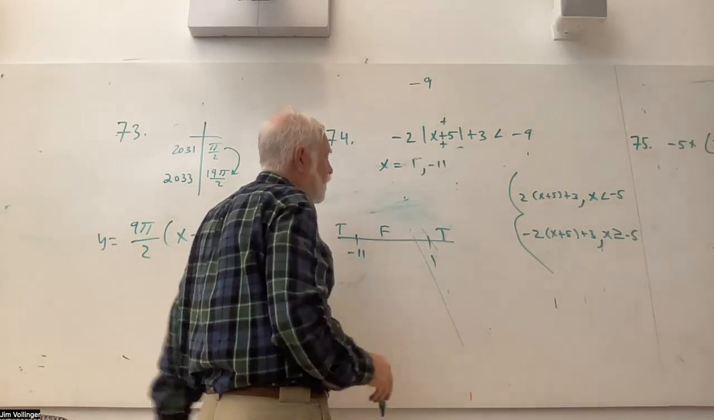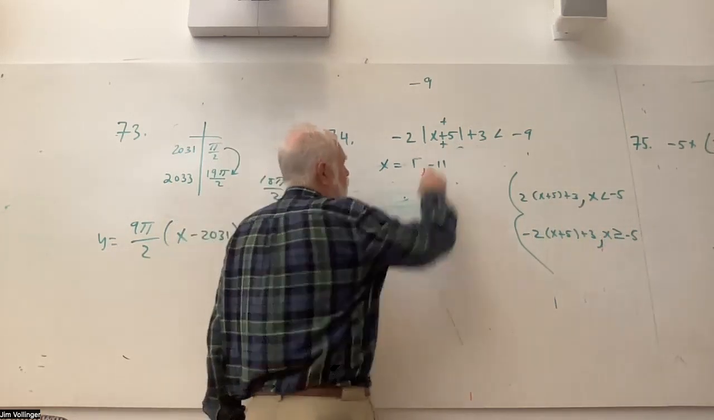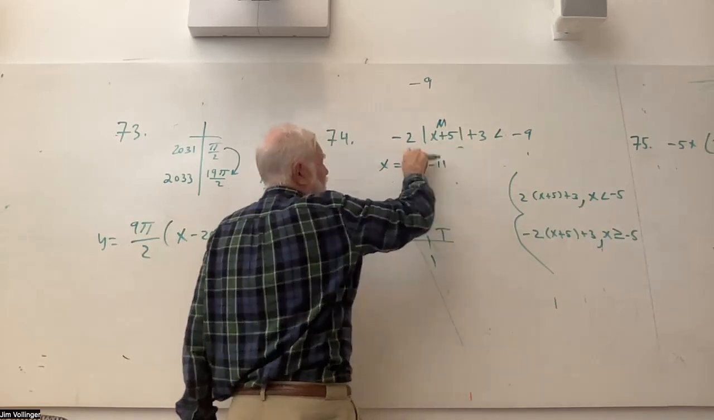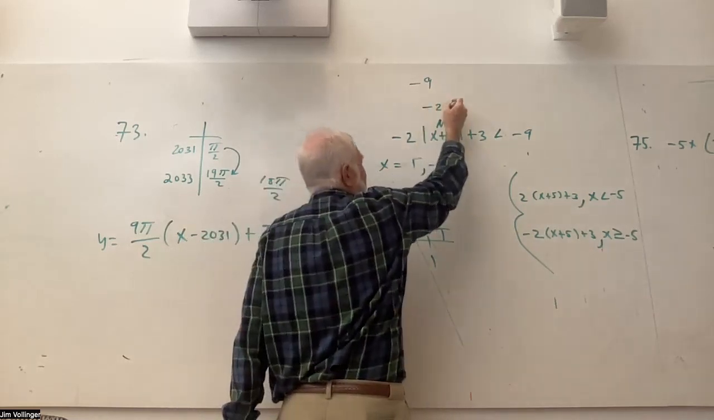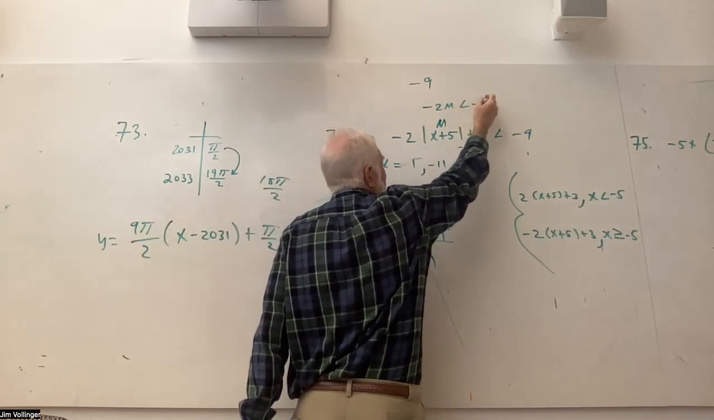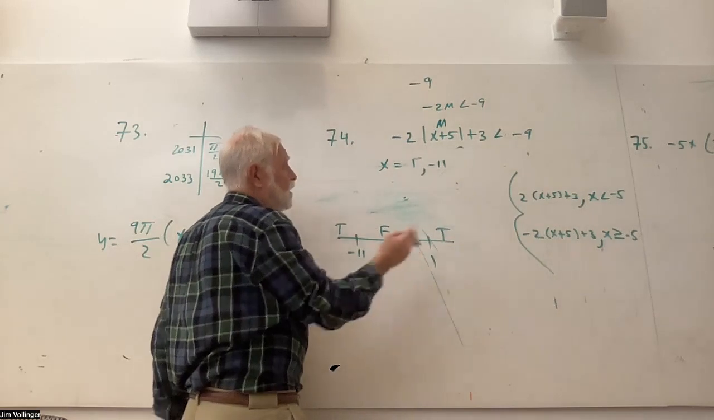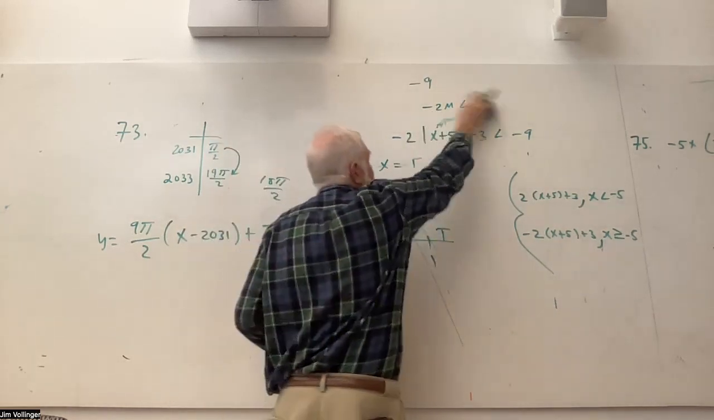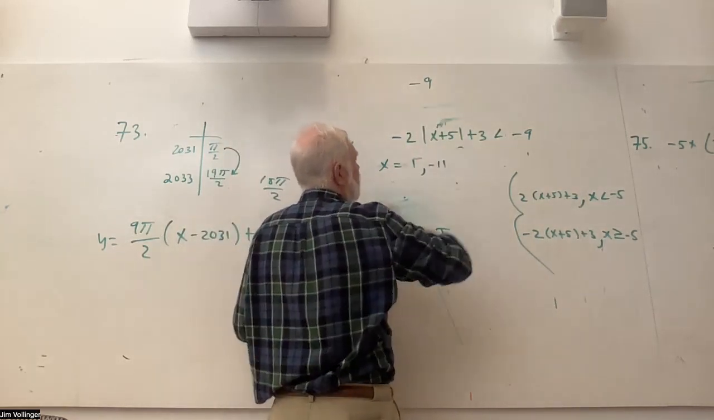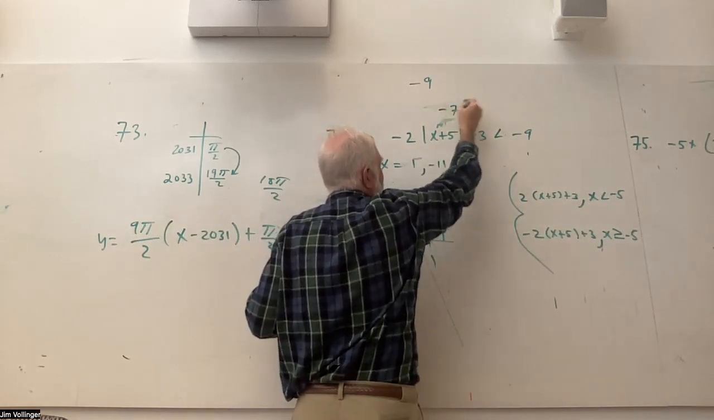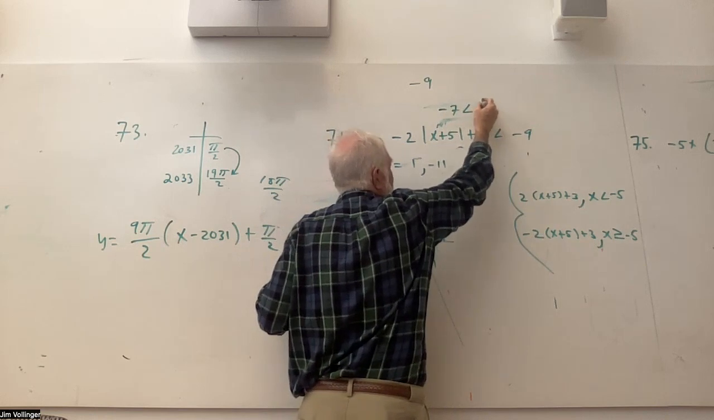You can check it with numbers, but let's check it with any number bigger than 1. You say 2, I say 1,000,000. That's minus 2 million. Is that less than negative 9? By God, it is. Let's pick a number in between. 0, you say. Well, that makes that minus 10 plus 3. Minus 10 plus 3 is minus 7. Is minus 7 less than negative 9?